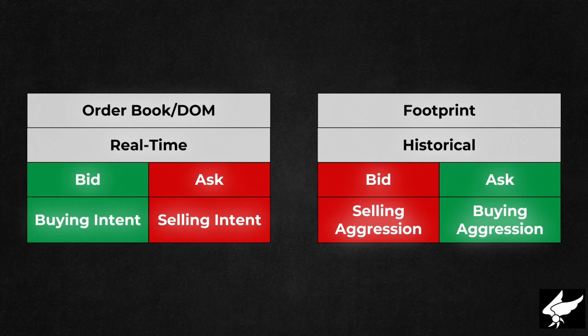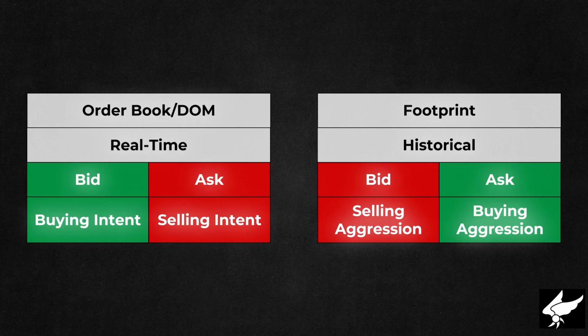The ask column shows passive selling intent in the order book, but in the footprint, it shows the aggressive buying that actually took place. When buyers attack sell limit orders, this activity is represented in the ask column. When sellers attack buy limit orders, that activity is represented in the bid column. Make sure you understand this perfectly.